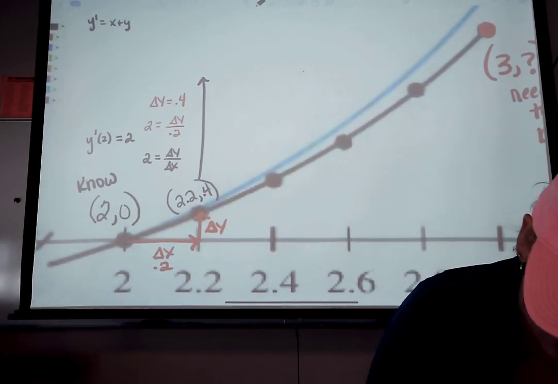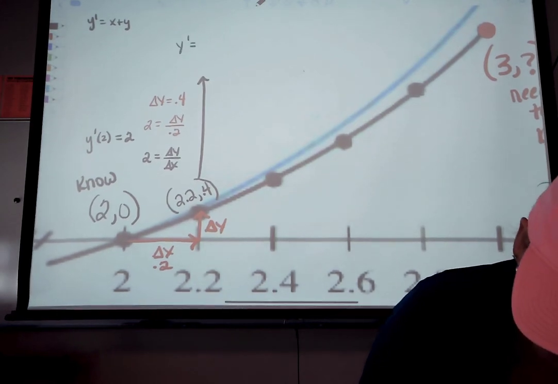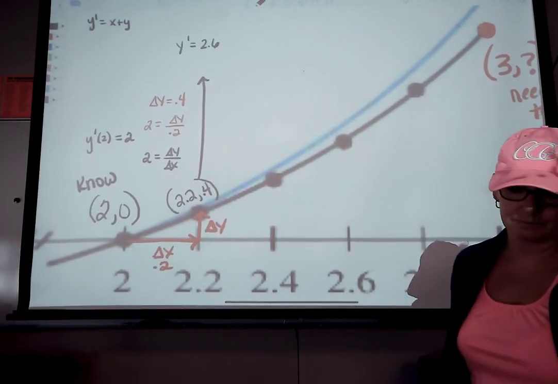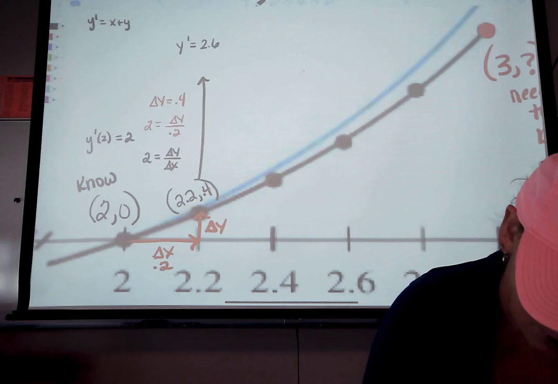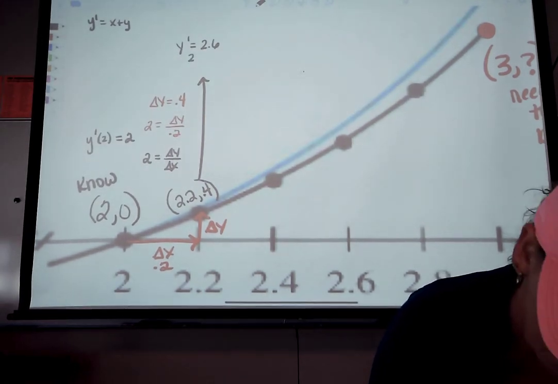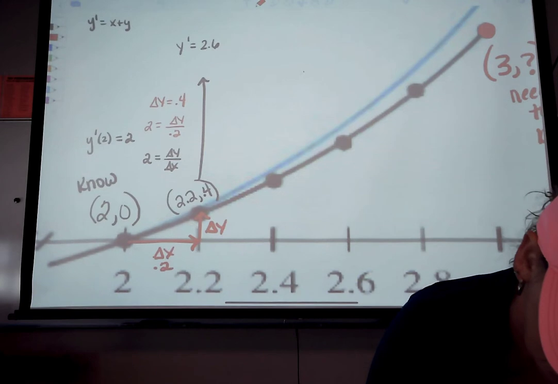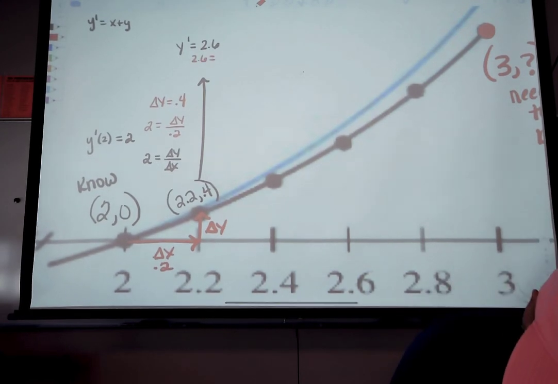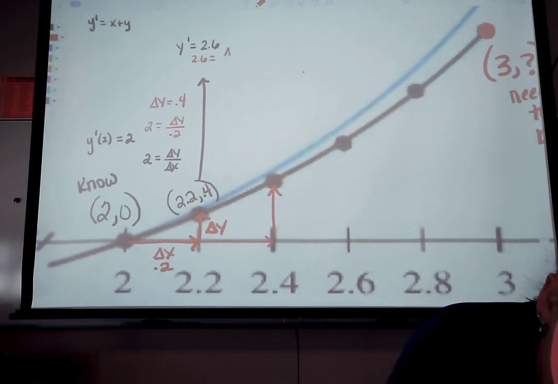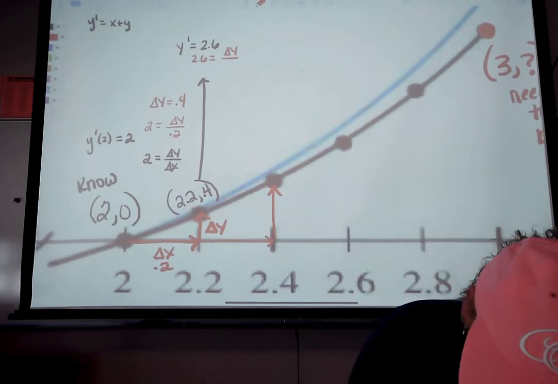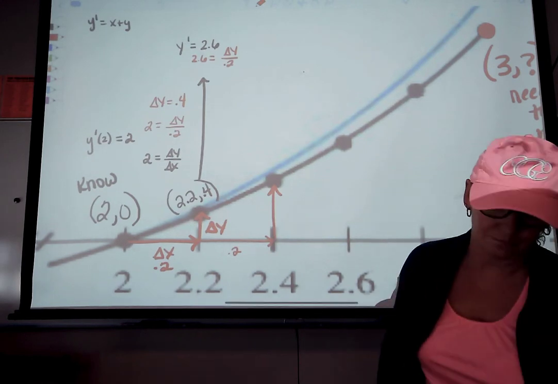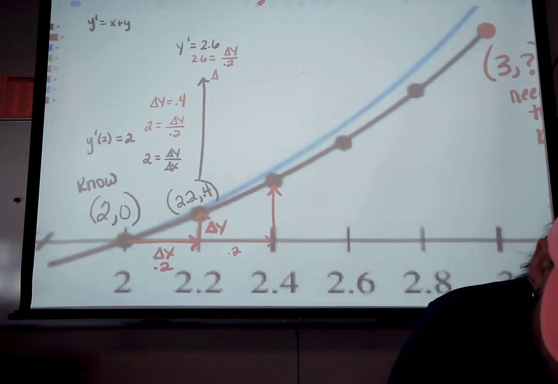So at the point (2, 4), y prime is equal to 2 plus 0.6. Y prime is change in y over change in x. So 2.6 has to equal the amount that y changed over the amount that x changed. Delta y over, we don't know this, we do know delta x every time is 0.2. So delta y is 5.2.